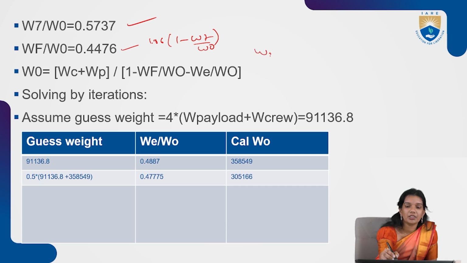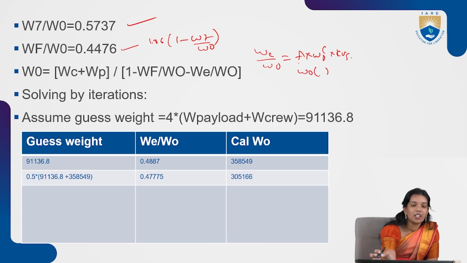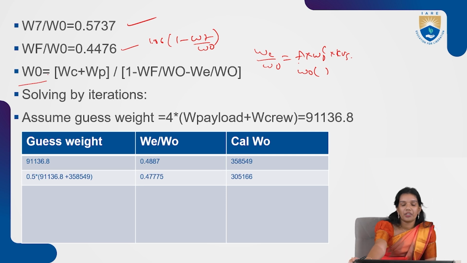Sorry, I have missed that. So WE by W naught is nothing but your A into W naught power C into KVS. We have seen for jet, right? So for jet, A and C values we have seen. We will write that W naught is going to be an undefined number itself still. Right now for that, I'm going to write W naught. So we are going to do some iterations.